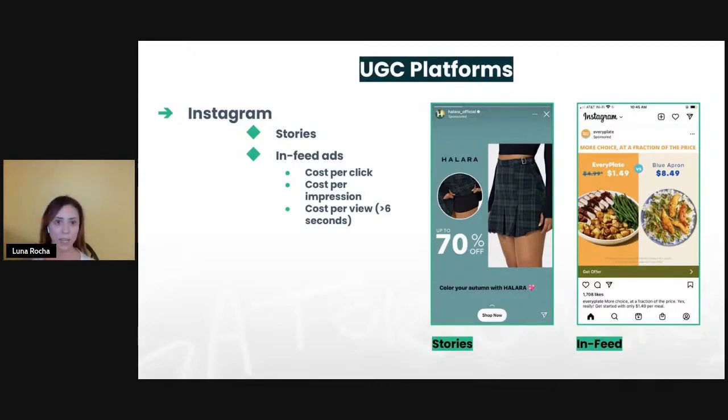So how do these ads appear? Well, usually UGC shows up as stories, which you can see on the left, or in-feed ads, which I've included a screenshot on the right. And they usually come in a cost per click, cost per impression, or cost per view model, which means a view of over 6 seconds.